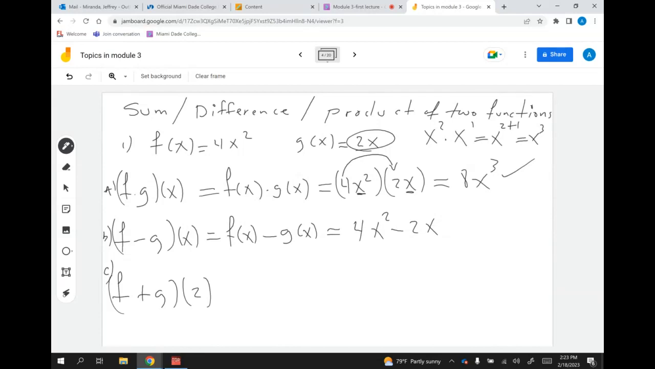Part C, notice that instead of an x, they have a 2 in there. So how do we do that? Very simple. This will be f of 2 plus g of 2. So what does that mean now? Well, we're back in module 1 and 2. What is f of 2? Well, you know that. You have to evaluate it at f. So that will be 4 times 2 squared plus, what is g of 2? g of 2 will be 2 times 2. And let's see what we get.